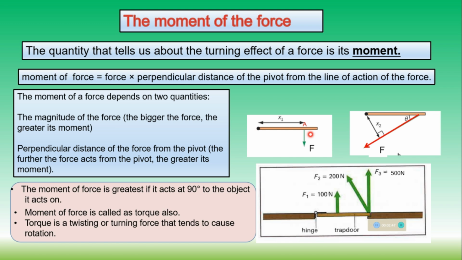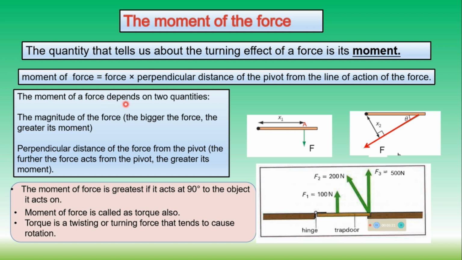Here we can see that the moment of force will be the magnitude of force F multiplied by the distance x1. x1 is the perpendicular distance of the pivot from the line of action of force. This green line indicates the line of action of force. Here force is applied at point A. In this case, the moment of force is defined as force multiplied by this perpendicular distance x2. x2 is the distance of the pivot from the line of action of the force, and it is a perpendicular distance.